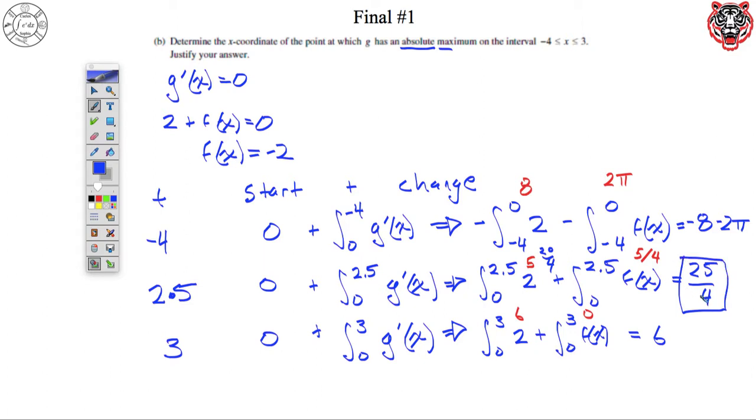Whew, lots of work. We found that this is the absolute maximum. So, in conclusion, the absolute maximum is 25 over 4 at x equals 2.5.